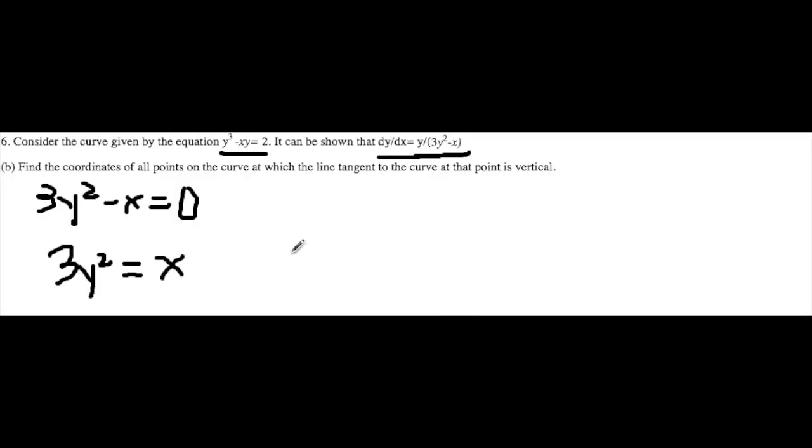And then now we need to use the original equation to solve for y. So we just plug in the value of x, we plug in 3y squared, so it would just be y cubed minus parentheses 3y squared and the parentheses times the y is equal to 2.